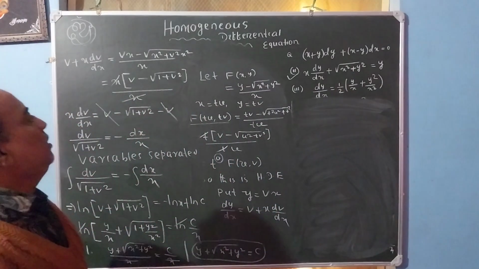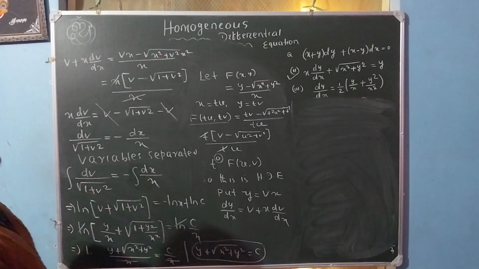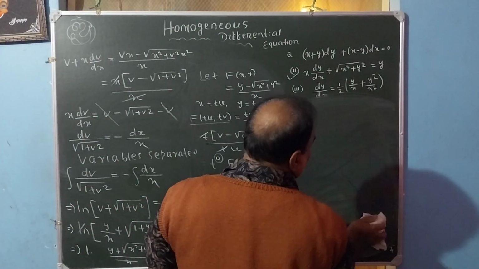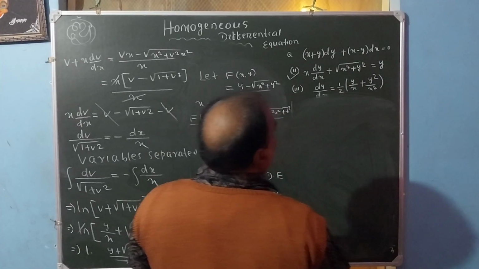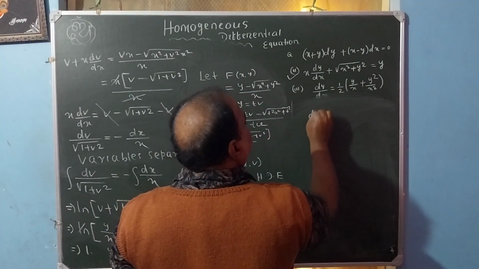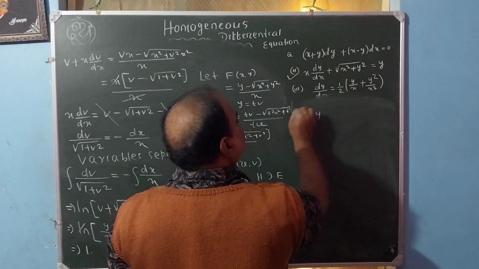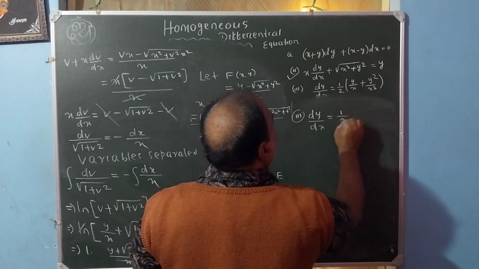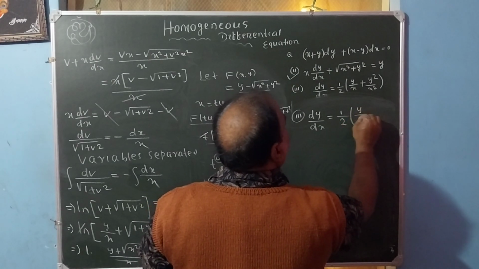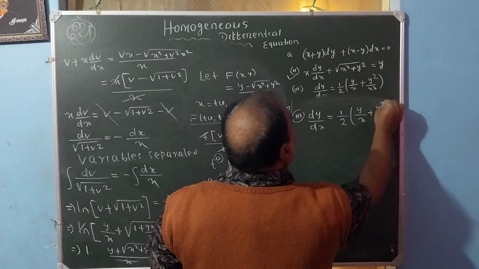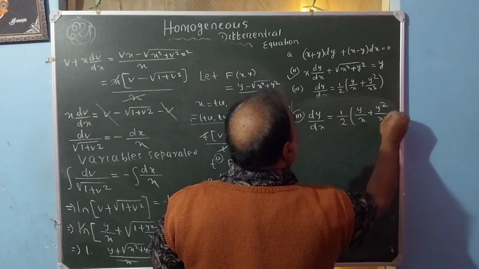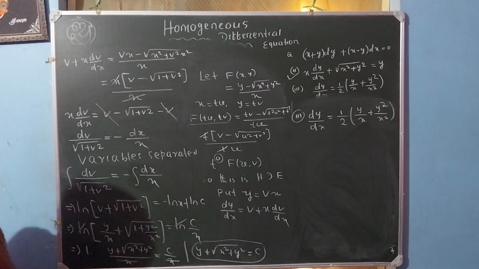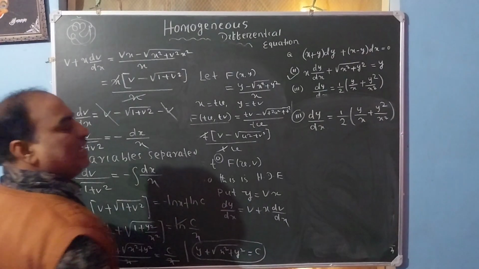Write down question number 3. dy by dx equals 1 by 2 y by x plus y square by x square. First of all we have to check this is a homogeneous differential equation.